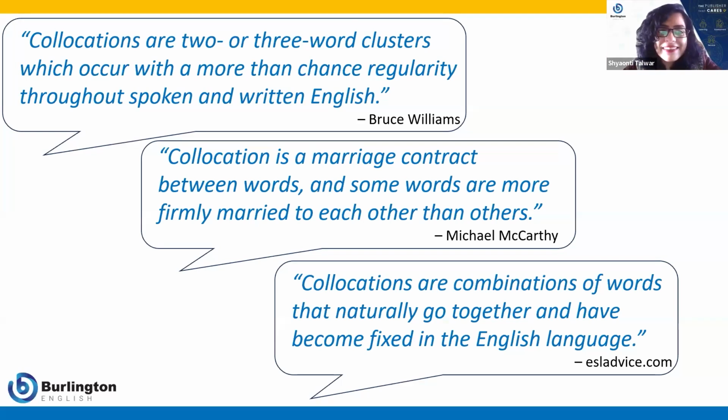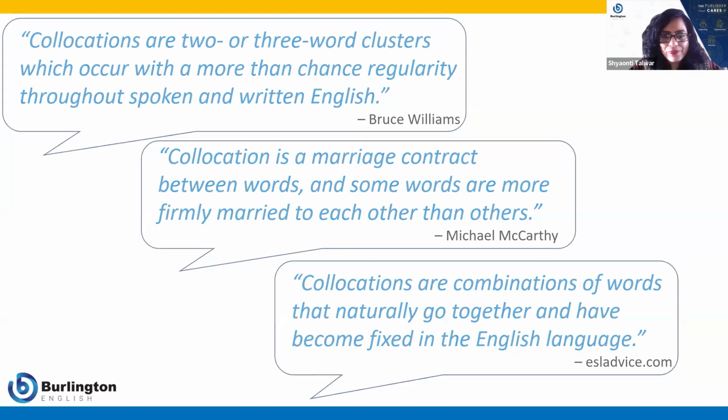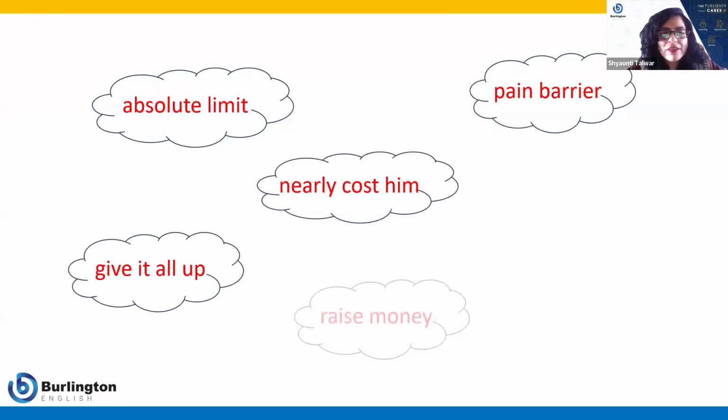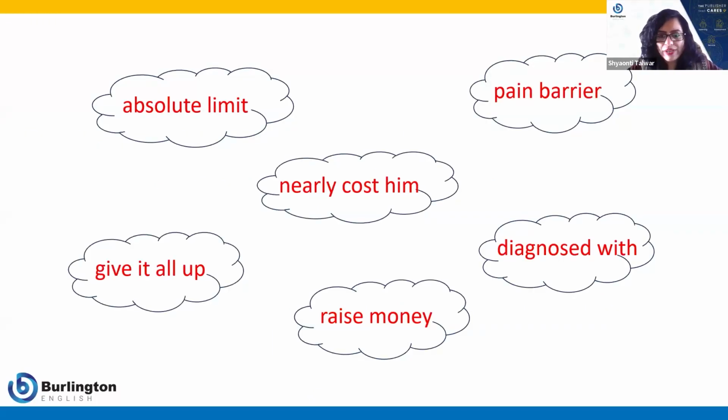The second definition talks about a marriage contract between words, and some words are more firmly married than others. And then the third definition, if you see, says they naturally go together, right? So, for example, we may have word clusters, but they needn't be collocations all the time. And I will show you what I mean by it. Now, here we have some examples of collocations.